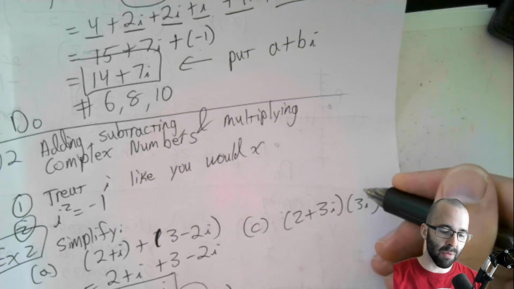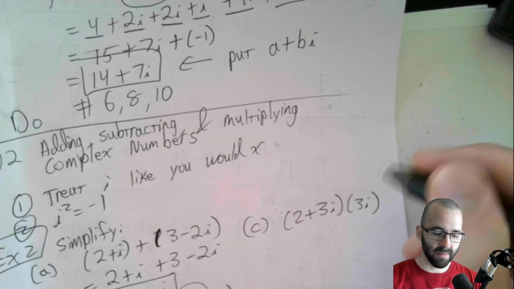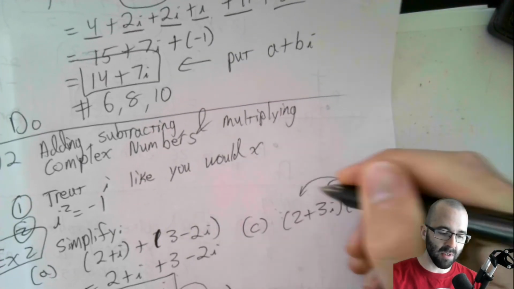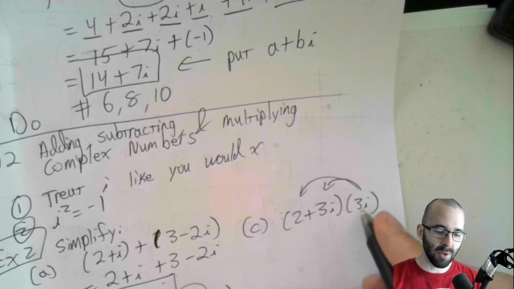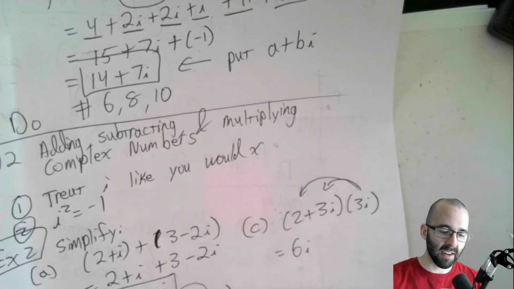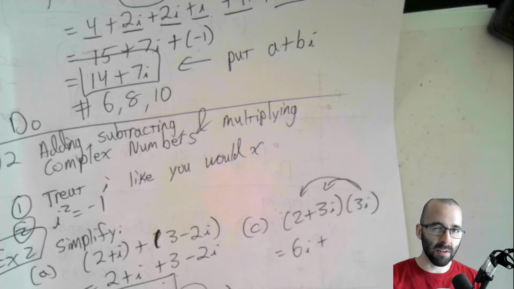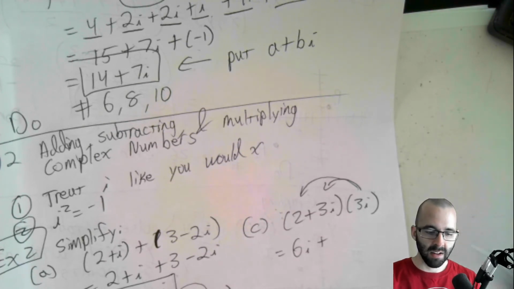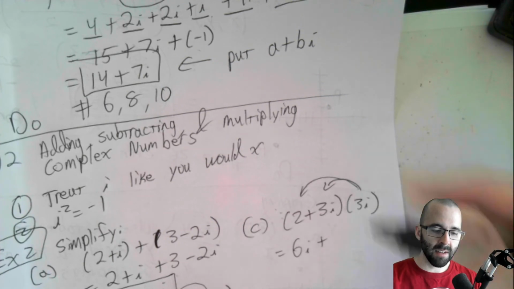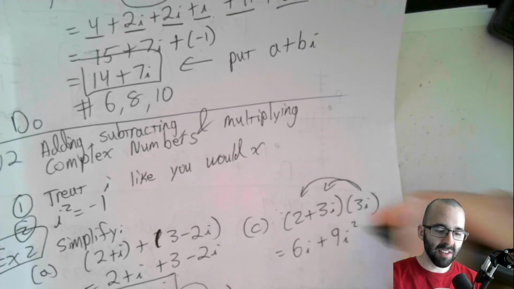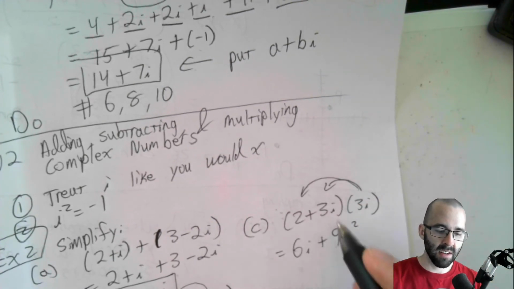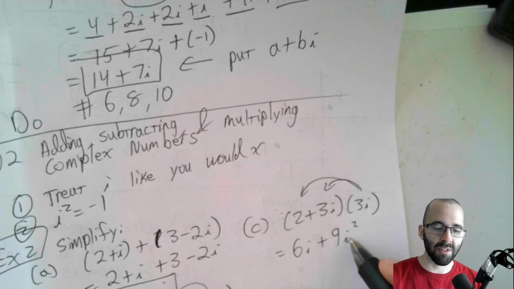So if you wanted to move that 3i over here, you could. Or you can just distribute this way. 2 times 3i is 6i. 3i times 3i, this is where you have to be a little careful. Again, think of i's like variables. If you multiply an x by an x, you get an x squared. 3i times 3i becomes 9i squared. 3 times 3 is 9. i times i is i squared, so watch out for that.